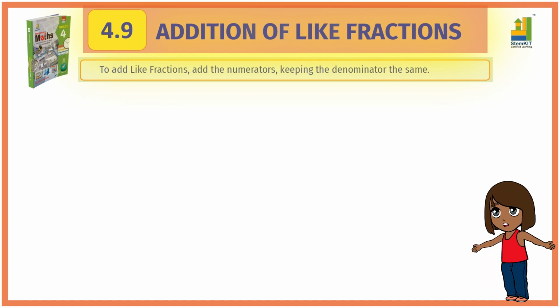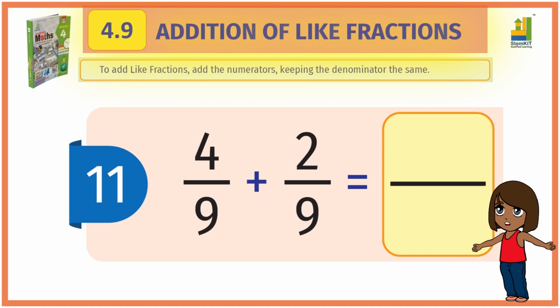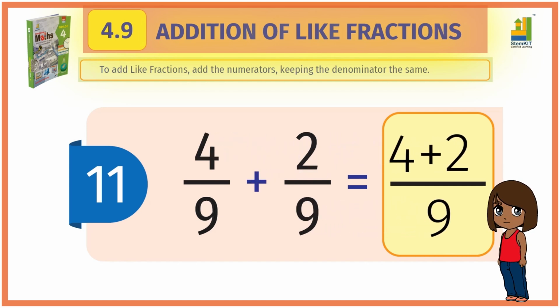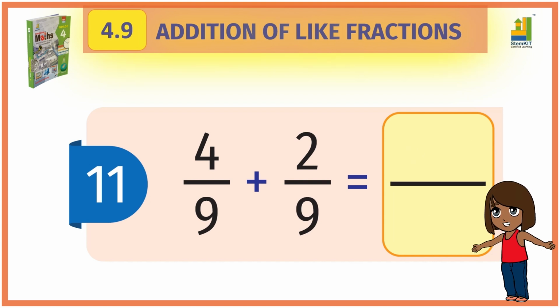Let us take another question. 4 by 9 plus 2 by 9. Again, to add, we add the numerators, keeping the denominator the same. We get 6 by 9.